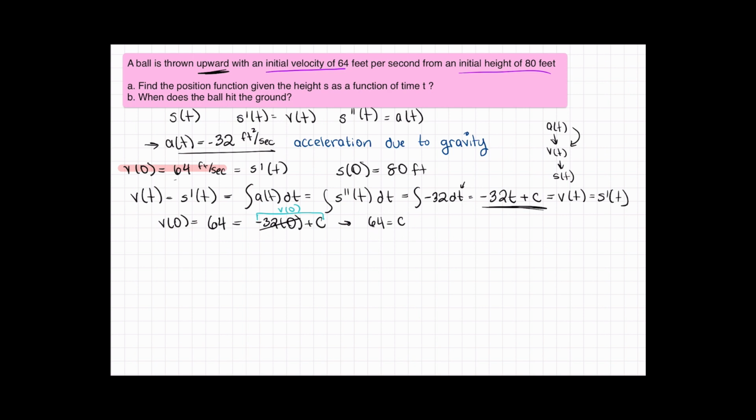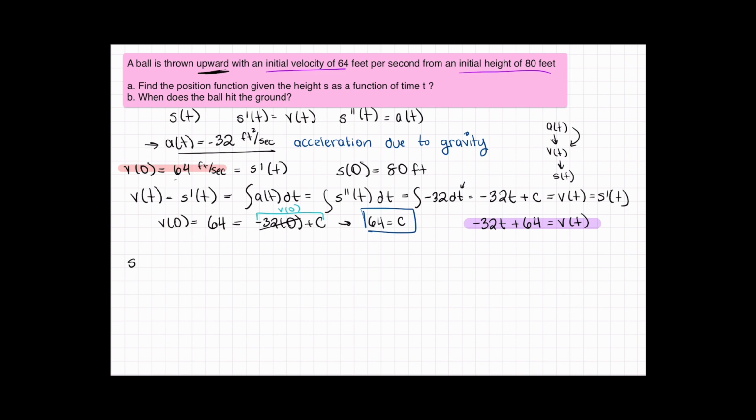And this right here is one solution. So we can go ahead and replace our c with 64. So now we have negative 32t plus 64. That's our v(t). And we're going to go ahead and highlight that. Wonderful. But we're still not done yet because we want our position, right?